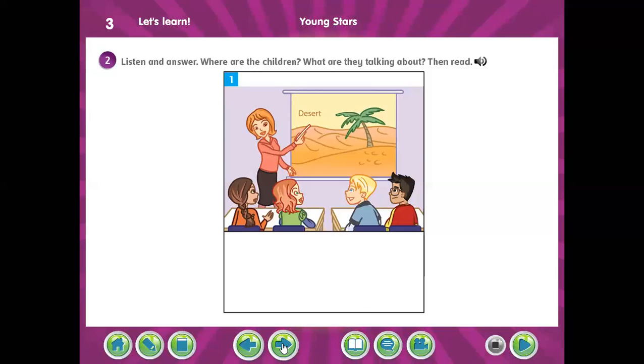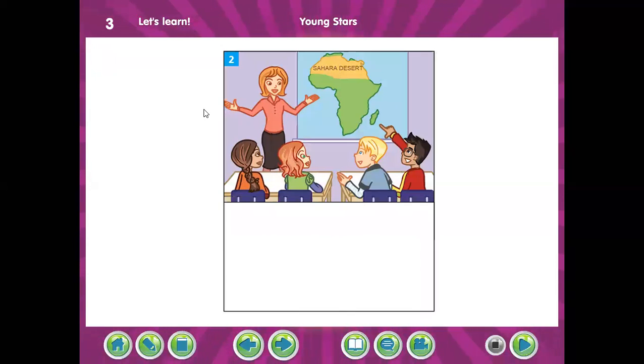Good. Now, look at picture number 2, okay? Question: what is the largest desert in the world? Okay? In this part, in number 2, they mention it. Let's see. Marcelo Rodriguez. Marcelo, what is the largest desert? It is the Sahara Desert. Very good, thank you. The Sahara Desert, no? Okay.